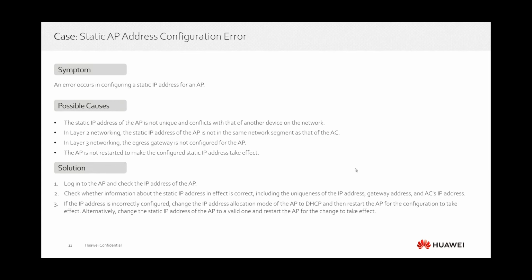To solve all these problems, we need to log into the AP and check its IP address, then check whether the information about the static IP address is in fact correct. If the IP address is incorrectly configured, change the IP address allocation mode of the AP to DHCP mode, or change the static IP address of the AP to a valid one. And then restart the AP for the configuration to take effect.